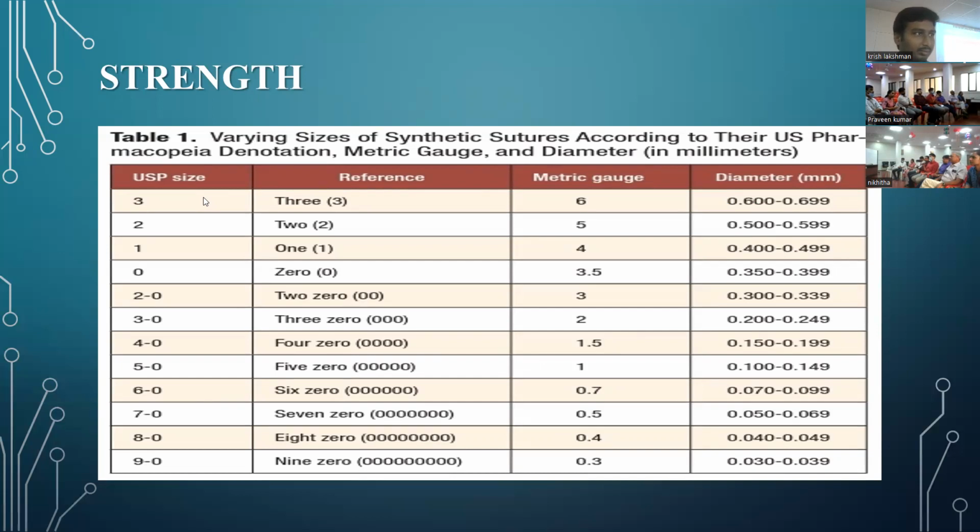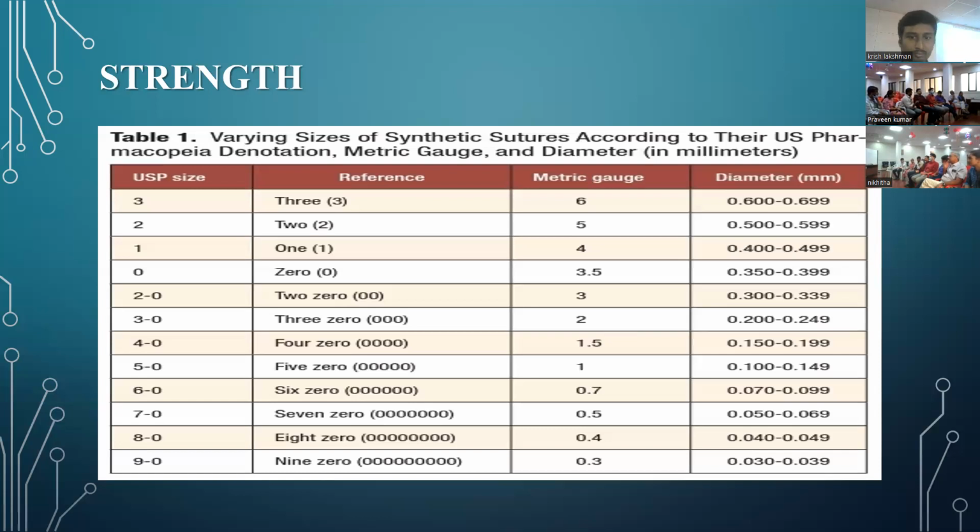10 zeros. Can you guys tell me what is the importance of this? I know he's added it later, but I want you to tell me why we use a 10-0 when we can use 1-0 or 2-0. Why? What happens? Diameter more. Tissue trauma. Okay, that is one thing. Good. The smaller the size of your trauma, the lesser the inflammation, the lesser the scar formation.